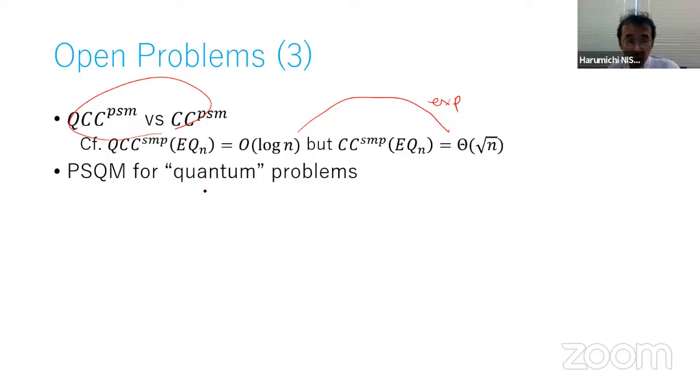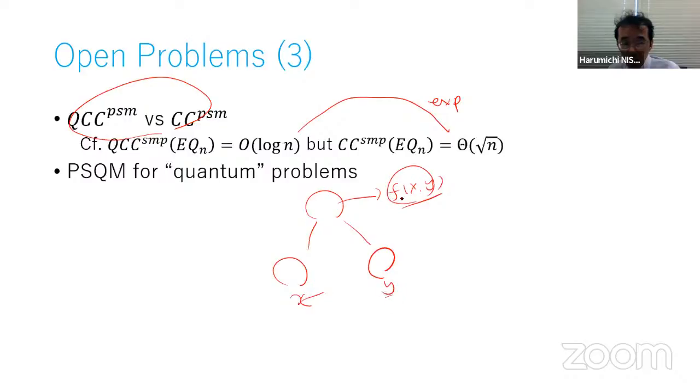And also, we can consider the quantum problem. So far, we consider only classical inputs and the output is a classical function. But we can consider the quantum case. For example, the input is a quantum state, and the output is, for example, whether these two states are close or not. This is another open problem.